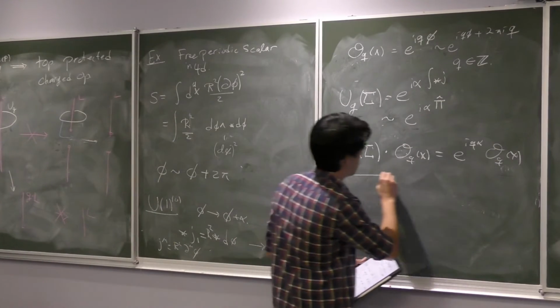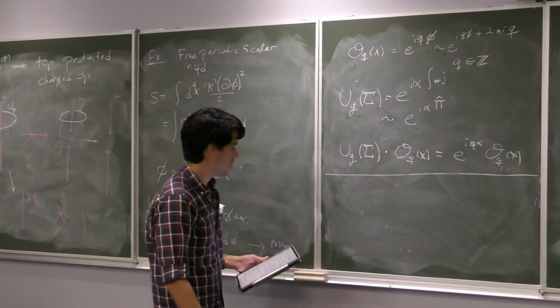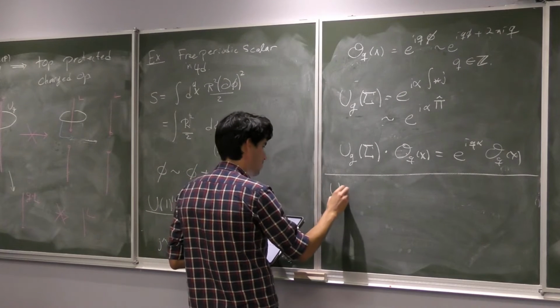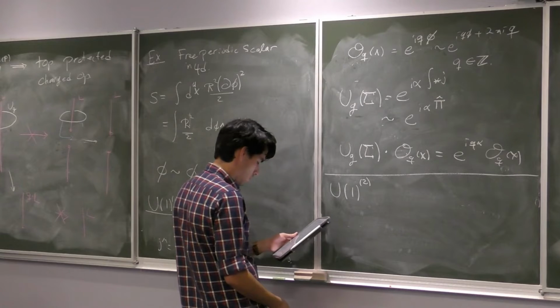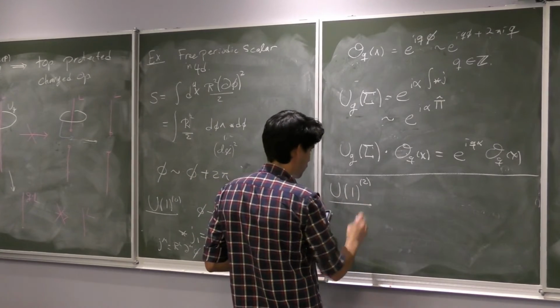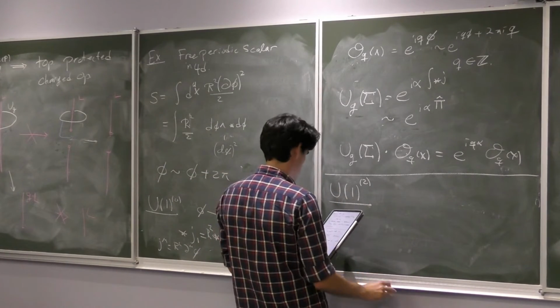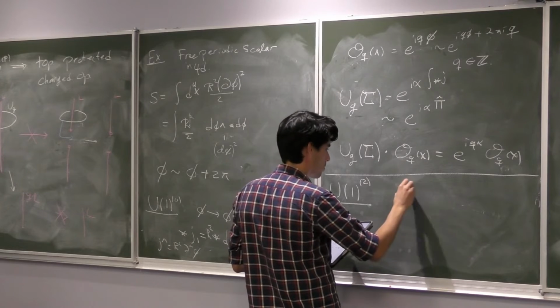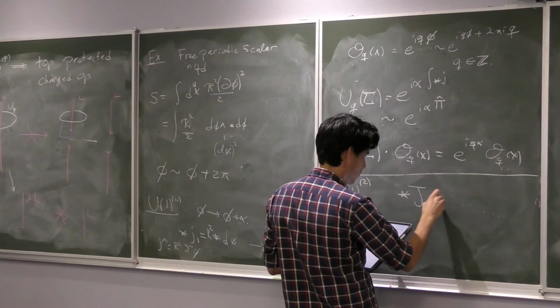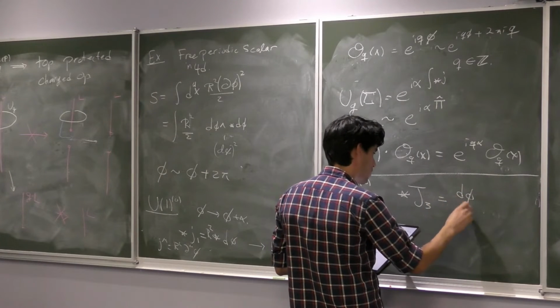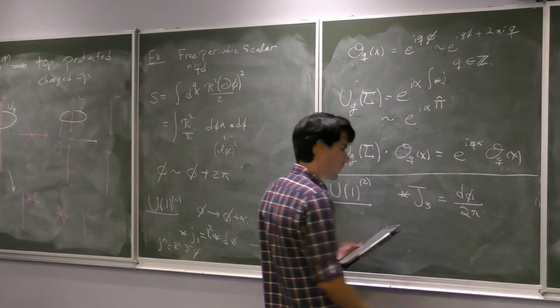But the reason why I picked a periodic scalar is that there's also a higher-form symmetry. So there's also a two-form global symmetry. And the associated conserved current here is a three-form whose Hodge star looks like dφ over 2π.